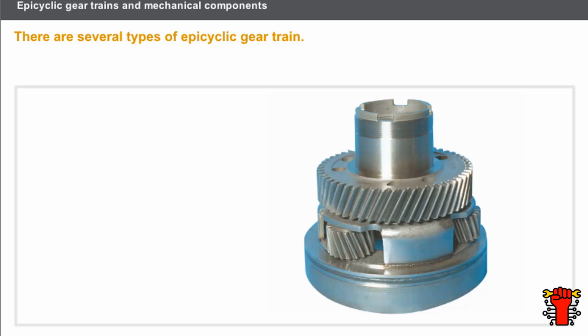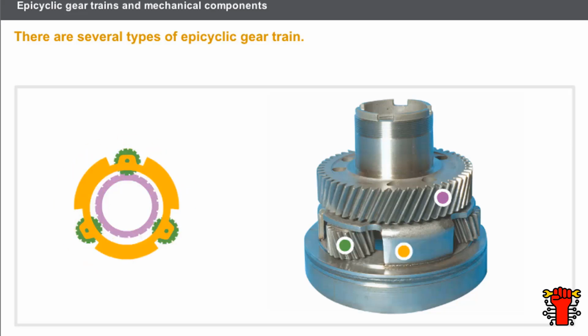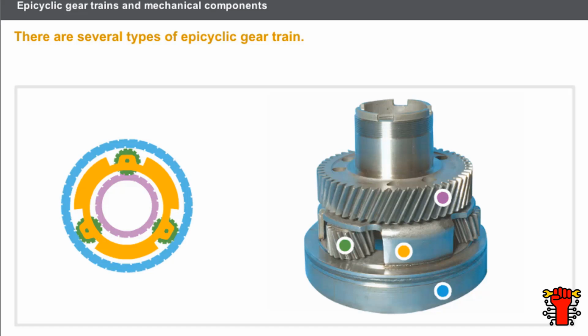A simple epicyclic gear train consists of the following components: sun wheel with external teeth, planet wheels, planet wheel carrier, and an annulus with internal teeth.